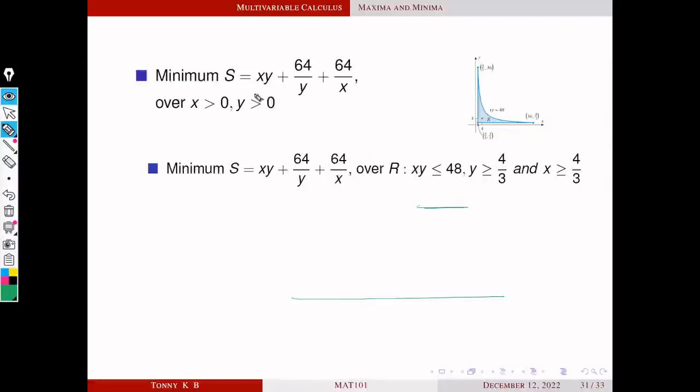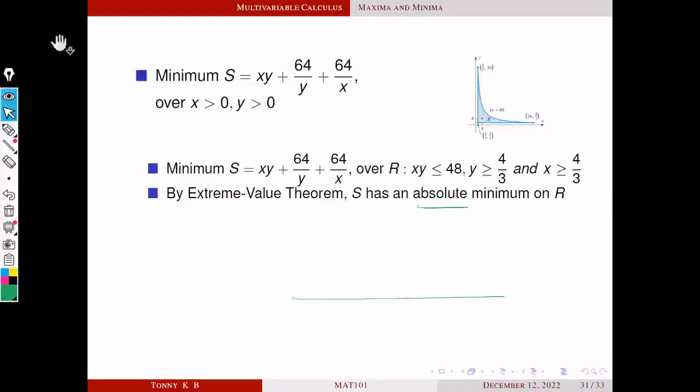Okay, so we have to minimize this problem. We have to find the minimum of this function over this region, which is equivalent to the minimum of the same function over this closed and bounded region. Then we know the extreme value theorem. By the extreme value theorem, this S has an absolute minimum on this region because the region is closed and bounded. And what is the algorithm for finding this absolute minimum?